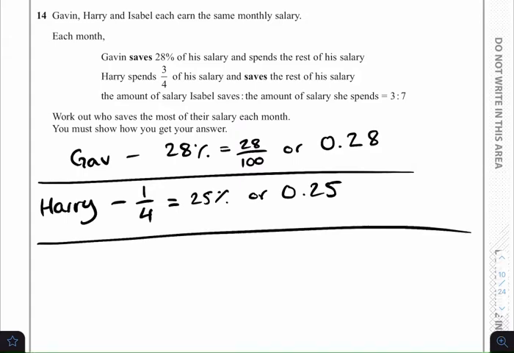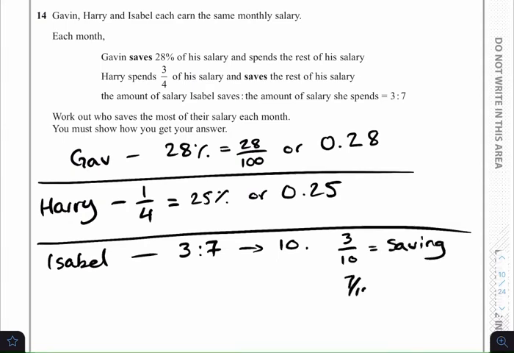And Isabel, so she's got hers in a ratio. The amount of salary she saves to spending is 3 to 7. So altogether that means there's 10 pieces her salary and spending is split into. So it seems like 3 out of 10 is what she is saving here, and 7 out of 10, if you want to work it out, is how much she's spending.